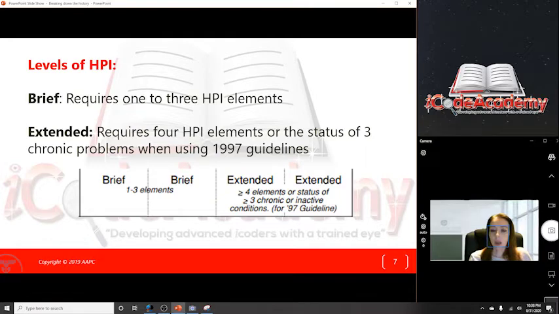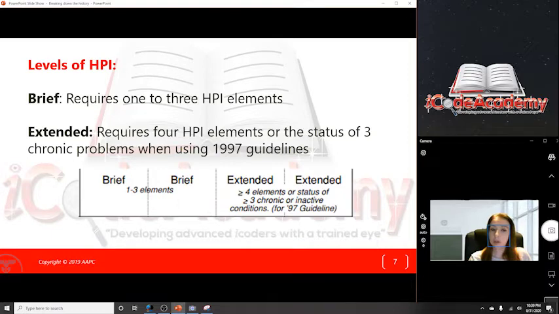The only kind of little trick here, or thing you want to keep in mind, is if you are using the 1997 Evaluation and Management Guidelines, it does allow for you to have the status of 3 chronic problems to qualify for an extended HPI. And you can see that in the screenshot that I've included for you of the leveling tool down below.